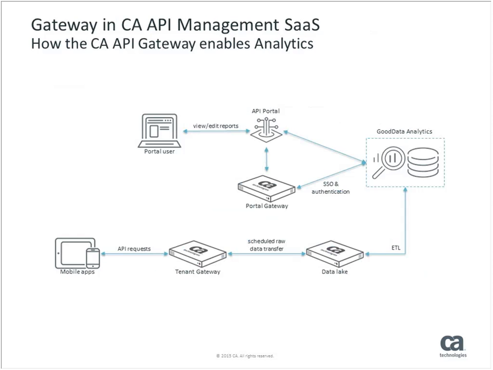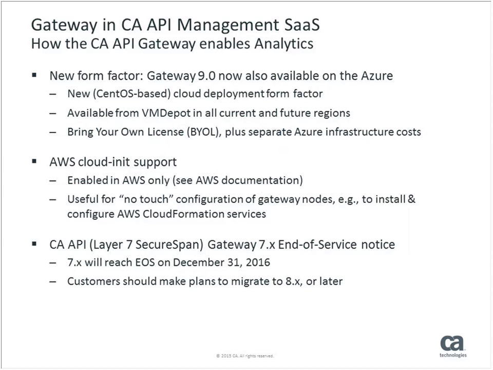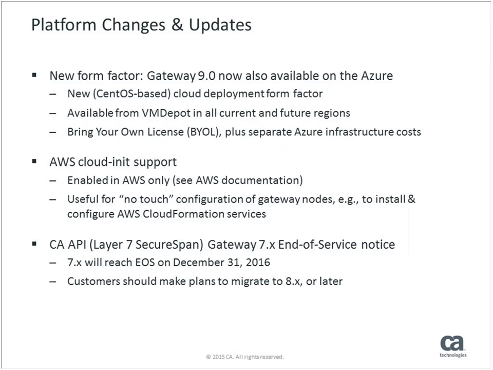And so actually this is the diagram for the analytics tool. Essentially, the scheduler is used here between the tenant gateway and periodically pushes data to the data lake. And the new reporting capabilities within the APIM SaaS offering make use of an analytics tool called Good Data, which then fetches the data from the data lake and makes that available through the portal. So those are the new features from an APIM SaaS perspective that the gateway enables.